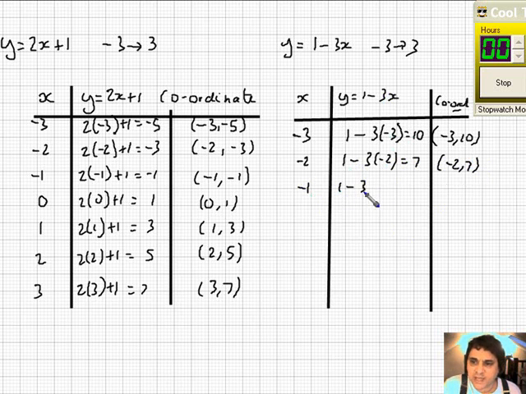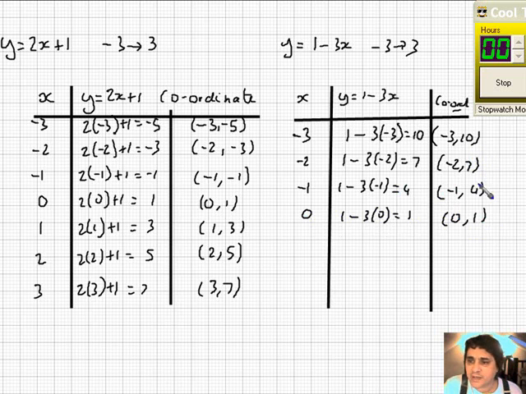-1. 1 take away 3 lots of -1. That would be 1 plus 3, which makes 4. I've got -1 and the y coordinate 4. When x is 0, I've got 1 take away 3 lots of nothing. Well, any lots of nothing is nothing, so I'm just left with 1. Got the point (0, 1).